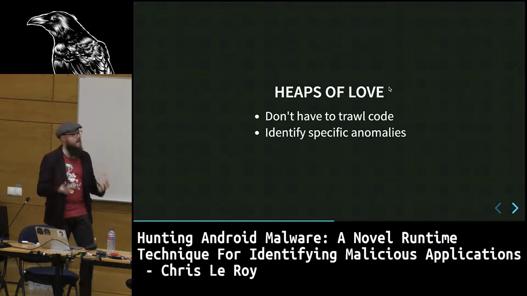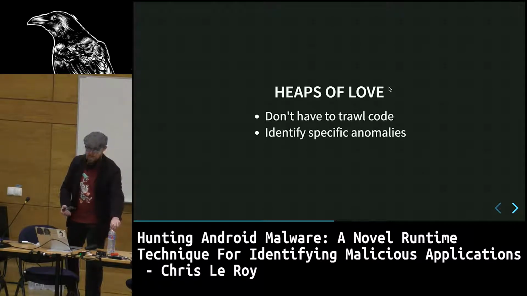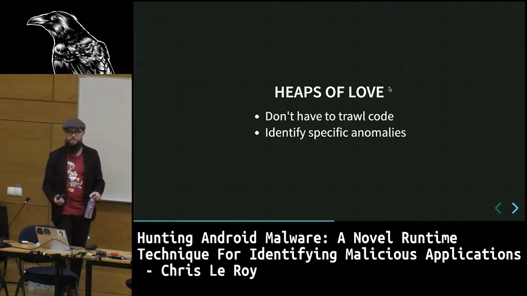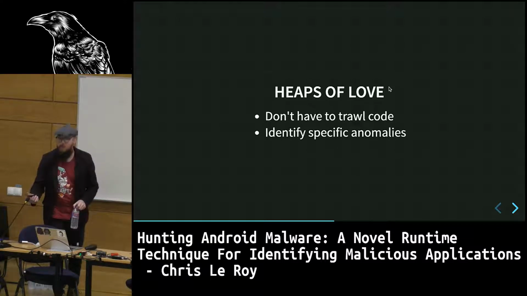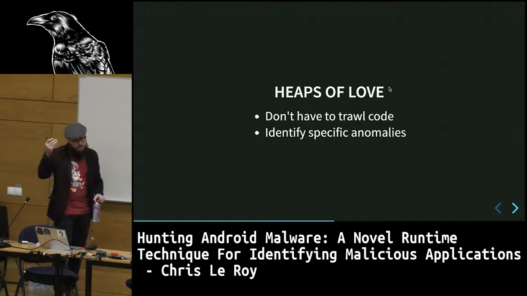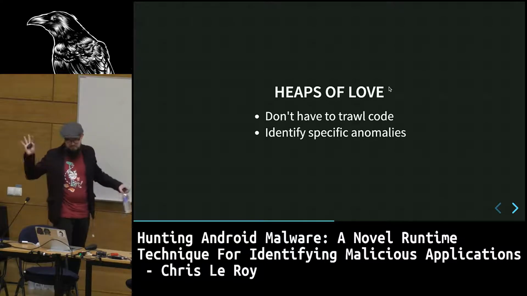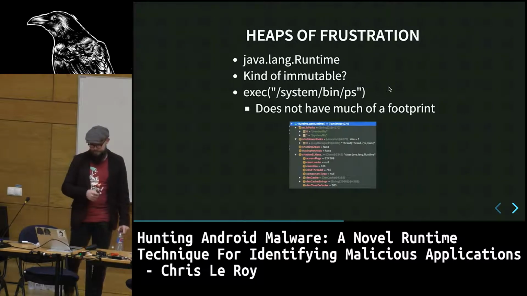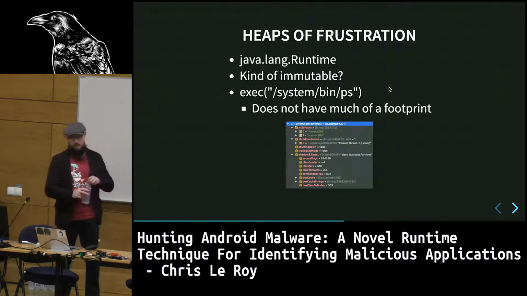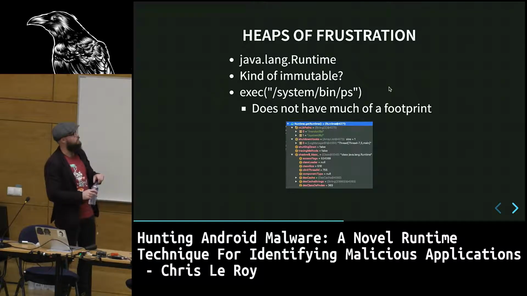So I'm a big fan of this method because A, I don't have to trawl code. I mean, like I said, as you probably picked up, I'm a big fan of static analysis. And it's very cool to identify specific anomalies. You don't have to just read lines of someone else's rubbish code. You can just say, look at this process and tell me if you see any of these specific objects. Easy peasy. But there's also some frustration, and I'm going back to java.lang.Runtime.